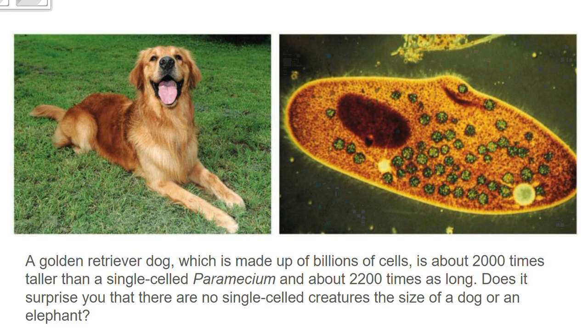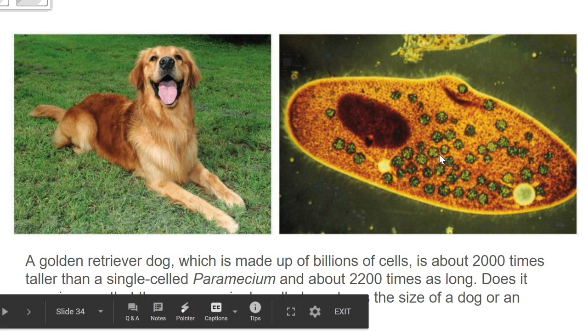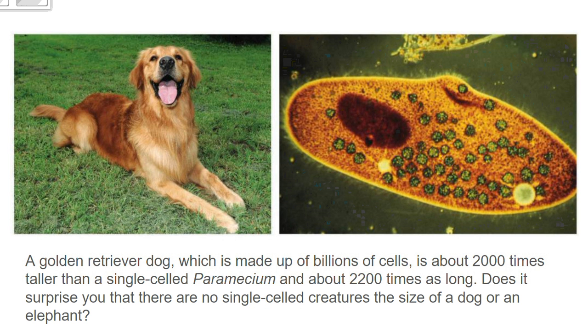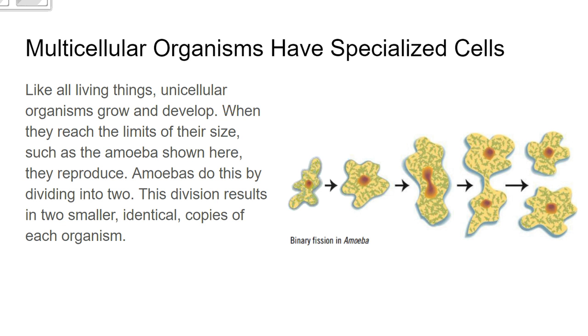So when we're looking at different sized cells, we can see here we have a golden retriever dog, which is made up of billions of cells, and it is about 2,000 times taller than a single-celled paramecium, which is the picture on the right. This one here is a paramecium, and about 2,200 times as long. So when we think about how much bigger a dog is than a paramecium, it makes you understand that there are no single-celled creatures the size of a dog or the size of an elephant because they need quite a few cells in order to make them that way. Multicellular organisms have specialized cells.